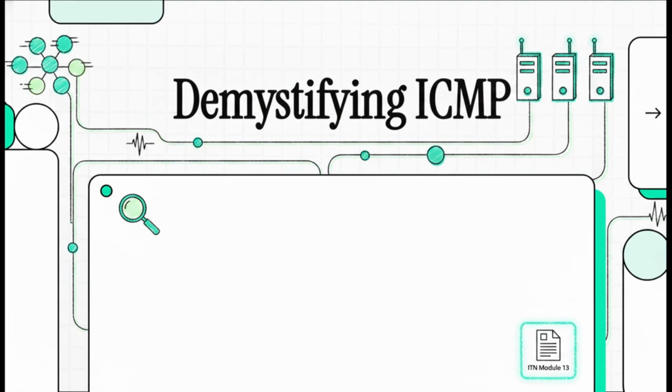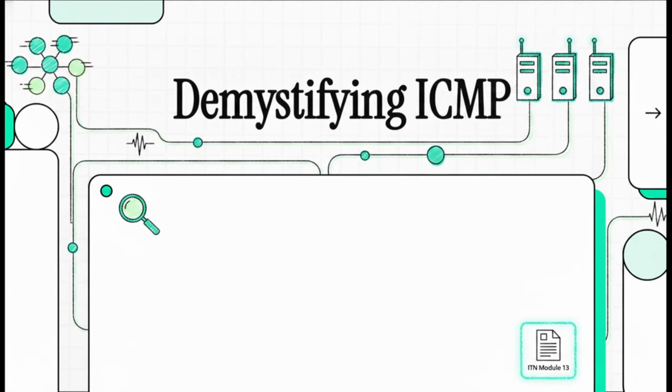Welcome to this explainer on ITN Module 13, where we're going to explore the invisible diagnostic nervous system that literally keeps the entire internet running. You know, when we think of networks, we usually just picture massive amounts of data flowing back and forth, right? Web pages loading, media streaming, email sending. But beneath all of that heavy lifting, there's actually an entirely different conversation happening behind the scenes. It's this constant, vital pulse of communication that allows the network to monitor its own health.